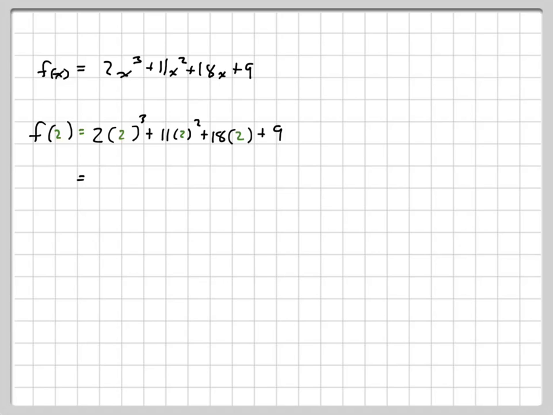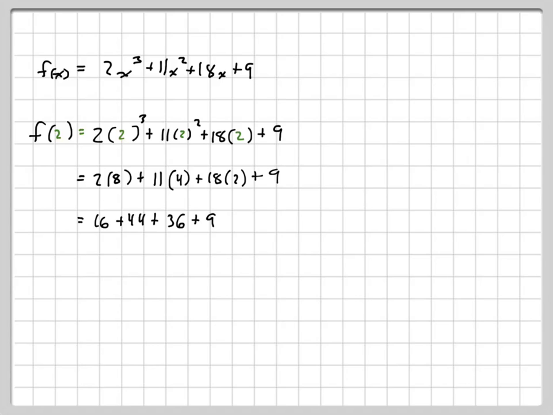Exponents. You do the exponents next. So that 2 stays the same, but this 2 raised to the 3rd power gives us 8, plus 11. And then this 2 raised to the 2nd power is 4. This one doesn't change. I'm writing extra stuff because I want you guys to understand this. Then we have 2 times 8, that'll be 16, plus 44, plus, what is that? 36, plus 9.